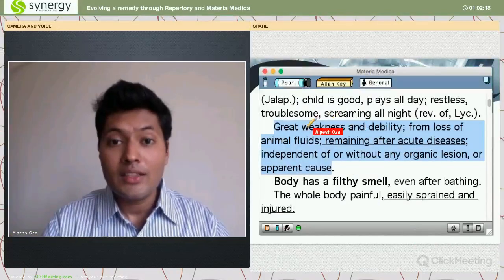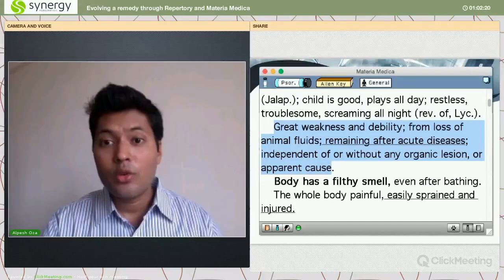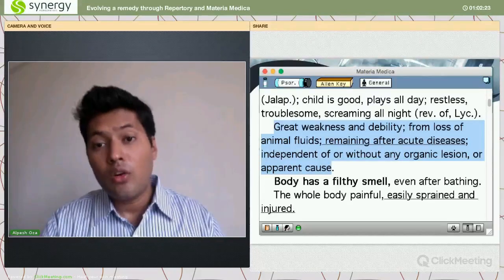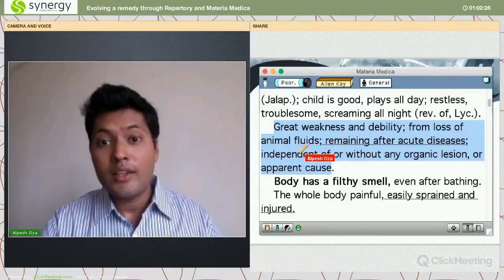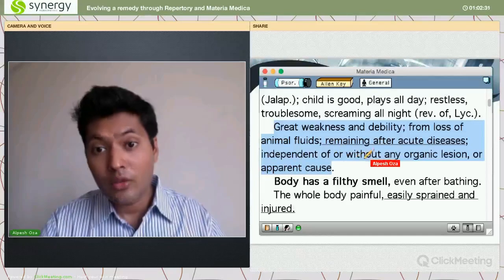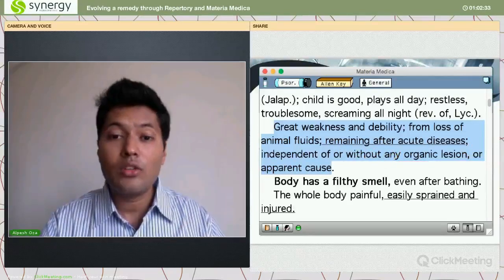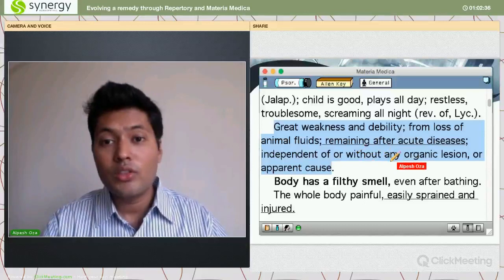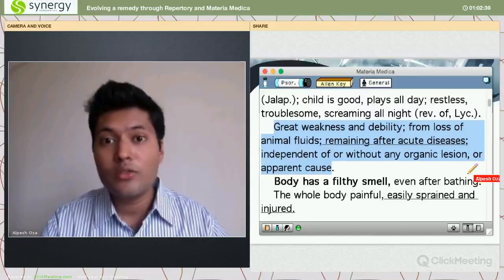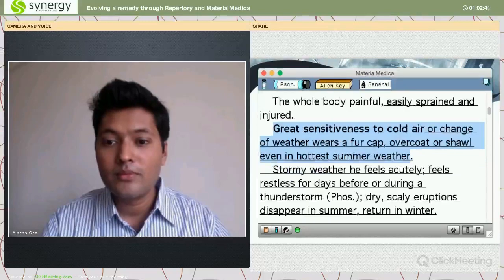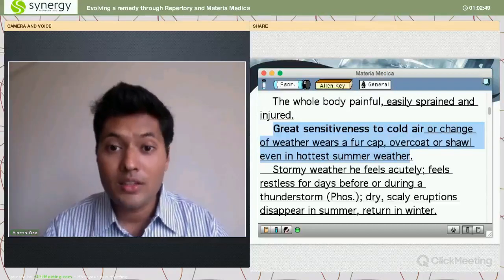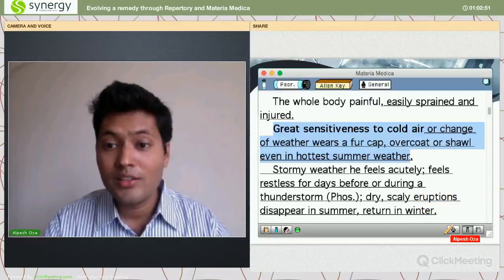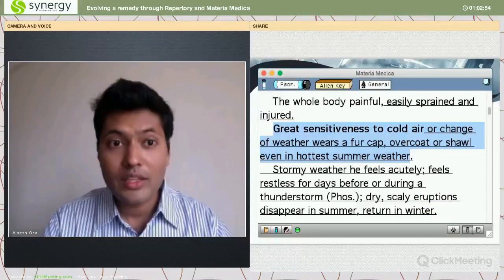Then we see there is great weakness and debility from loss of animal fluids or weakness remaining after acute diseases, or it is either independent of or without any organic lesion or any apparent cause. So in all these situations we can think of the remedy Psorinum. Then we see it has a great sensitiveness to cold air. They'll wear a fur even in the summer, even in the hottest weather. So it's a very chilly remedy.